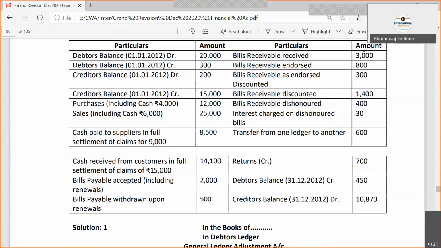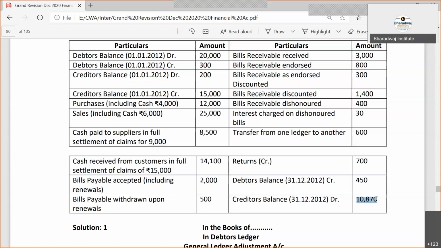Bills receivable received is given. Endorsed is given. Endorsed and discounted is given. Bills receivable discounted is given. Dishonored is given. Interest charged on renewed bills is given. Transfer from one ledger is given. Then returns credit, which means purchase returns are given. Closing balance of debtor, but credit balance is given.